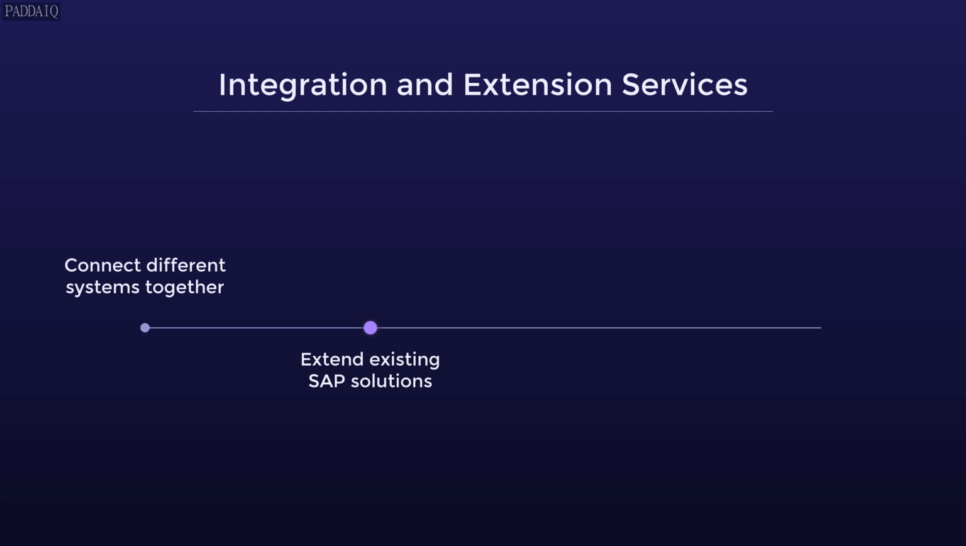Extend existing SAP solutions. This means adding new features to your current SAP systems without changing their core. For example, add a mobile approval feature to SAP, letting managers approve purchase requests from their phones. This approach safely enhances your business processes with custom functionality.